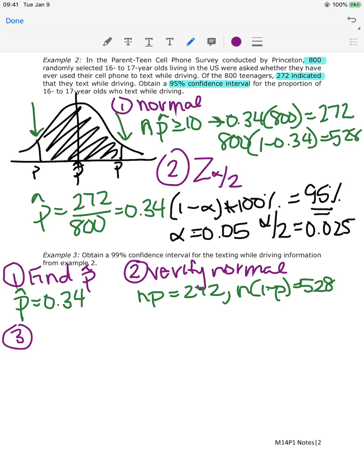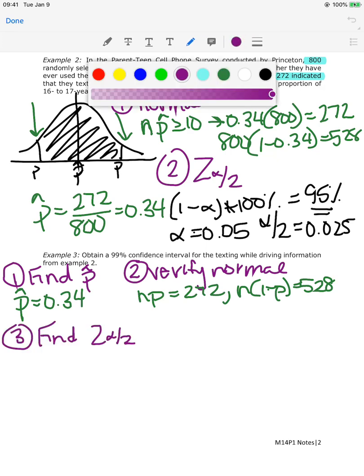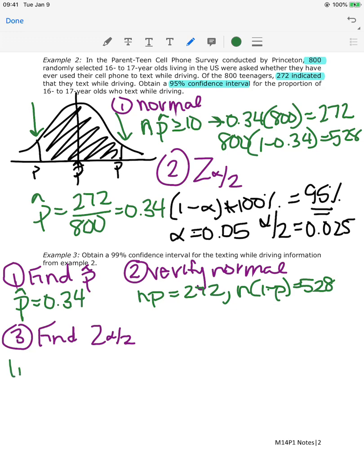Step 3 is to find z alpha over 2. So this is the tricky part. So you're going to go to inverse norm. Now this problem is asking you to do a 99% confidence interval. So the remaining percentage to get you to 100% is 1%. And then I want to divide that value by 2 because I'm looking for the middle 99%, which means 1% is left over. And on one side of my curve is half of 1%.